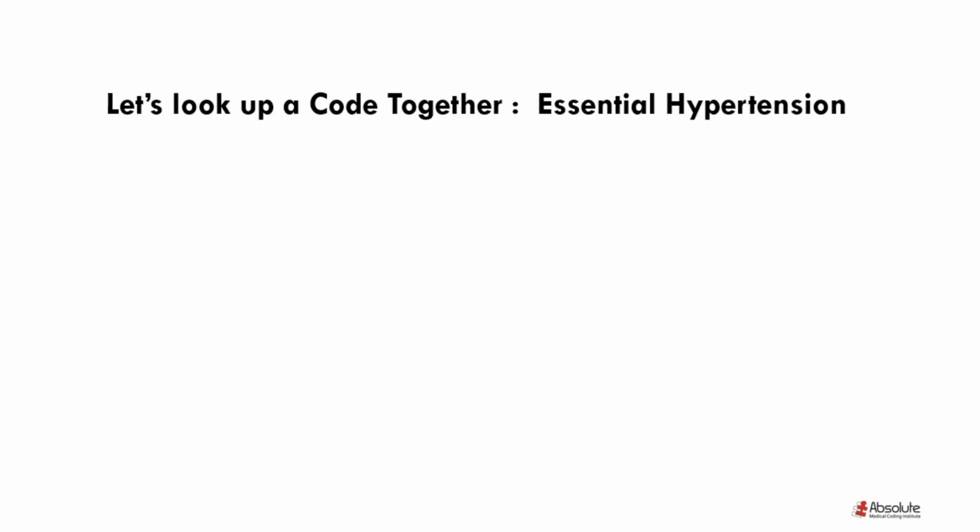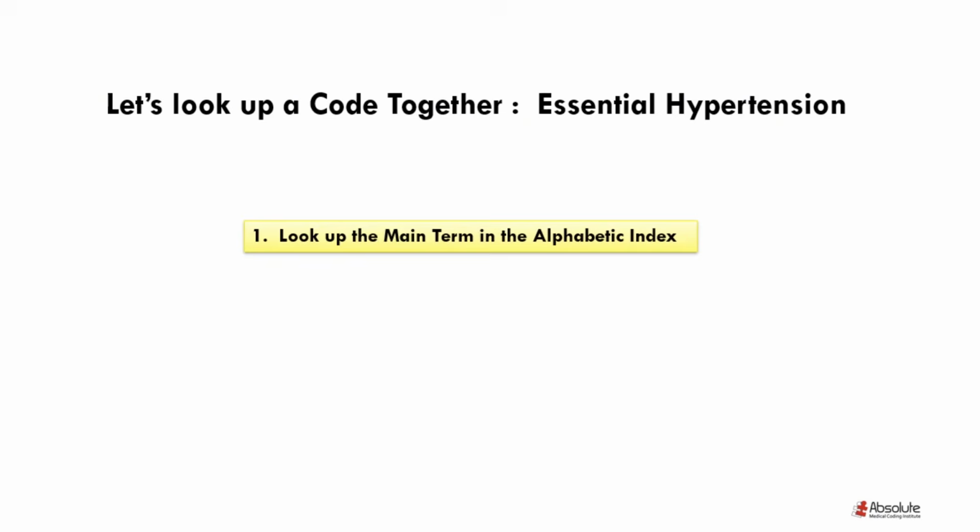What if our task was to look up essential hypertension? Our task, we have to look up the main term. So we have to determine of those two terms, which one is the main term. Well, we can guess that the main term is hypertension, but now I'm going to show you the AMCI way of how we teach our students to identify the main term. Are you ready? All right.